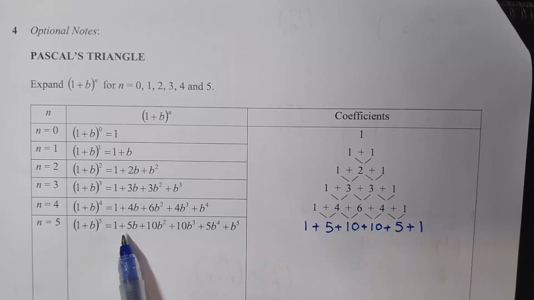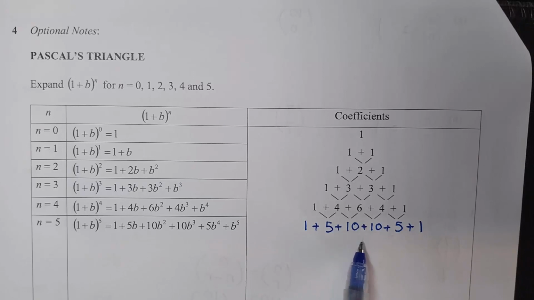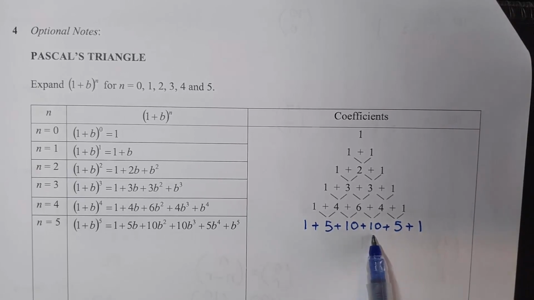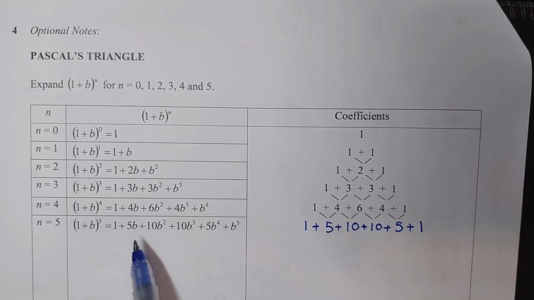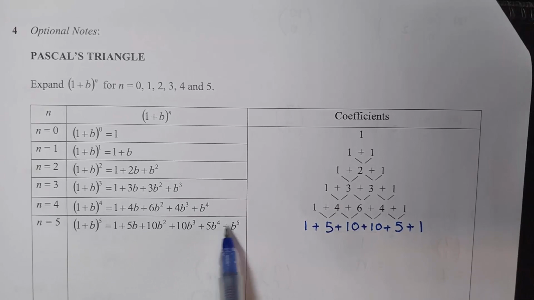So let's compare what we have here on the left. We will be able to expand (1 + b)^5 by writing 1 + 5b + 10b squared + 10b cubed + 5b to the power 4 + 1b to the power 5. And the power will keep increasing.